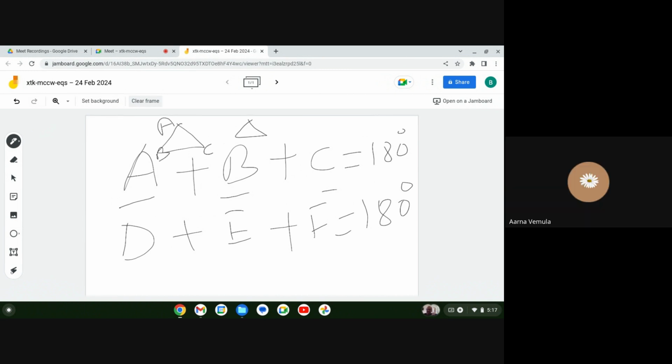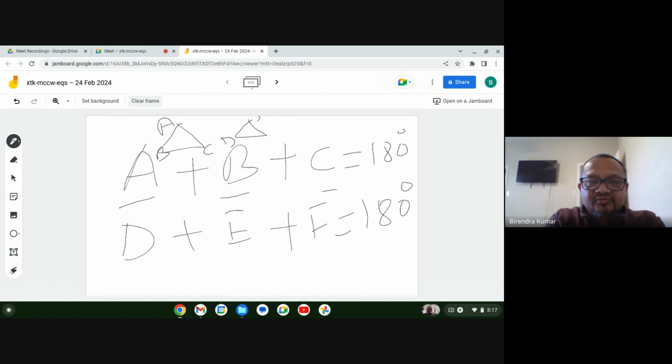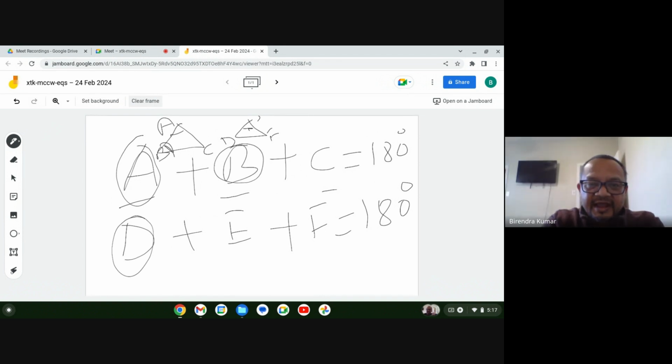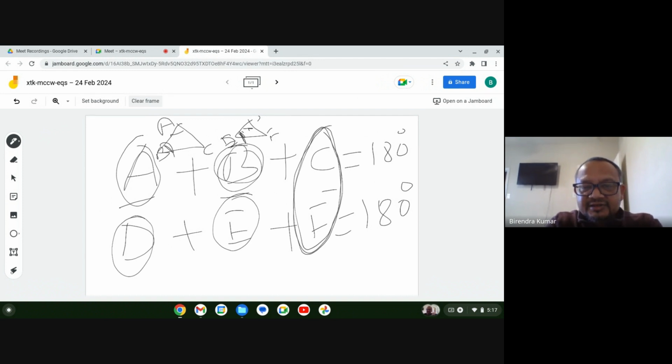So here between these two triangles, we found that angle A and angle D are matching, meaning this angle and this angle are matching. We found angle B and angle E also matching. Okay, this is E. These two are matching also. Now the question to you is, will the third angles of these two triangles match?